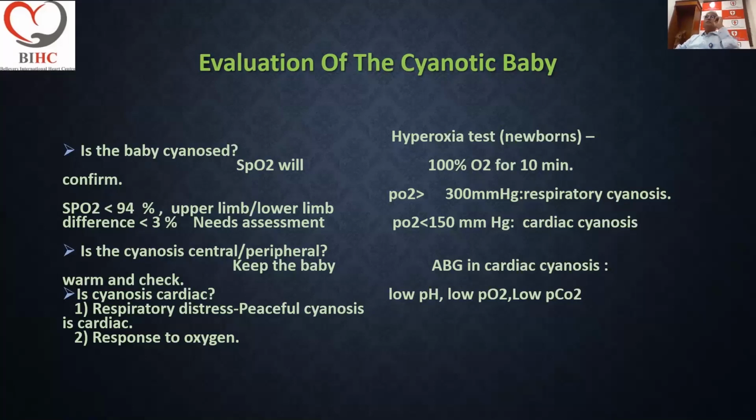Response to oxygen, something that all of you are familiar with. If you give 100% oxygen for 10 minutes to a newborn, if the PO2 increases to 300 or more, that is respiratory cyanosis. And if the PO2 stays below 150, that is cardiac cyanosis. And in a baby in cardiac cyanosis, if you're doing an ABG, you'll find that the PO2 is low, the saturation is low, the pH is low, and the PCO2 is also low.